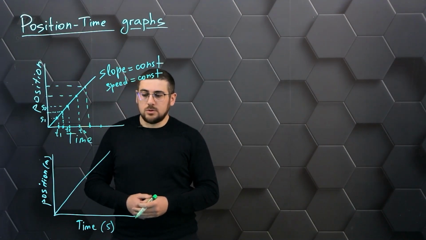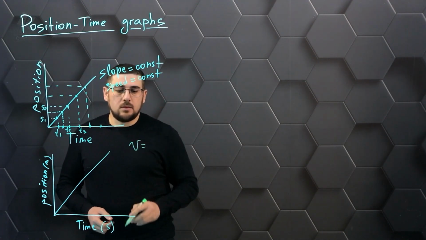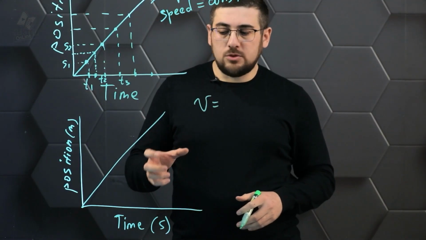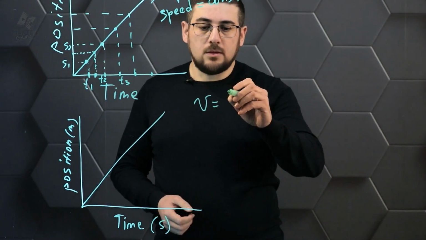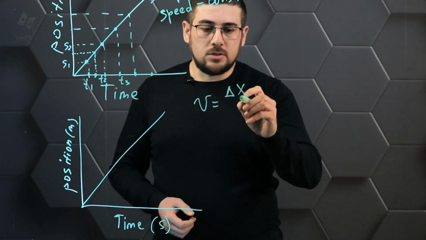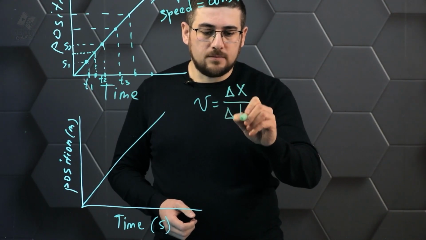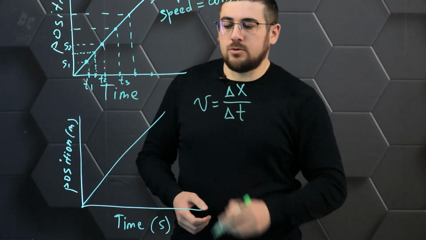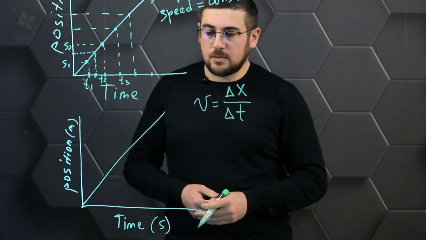To do that, we must remember that the velocity of the body will be called the ratio of the displacement of the body to the time for which the displacement was made. By displacement, we can understand some change in the coordinate of this body, that is its position, and also take into account the time interval during which this displacement was made.